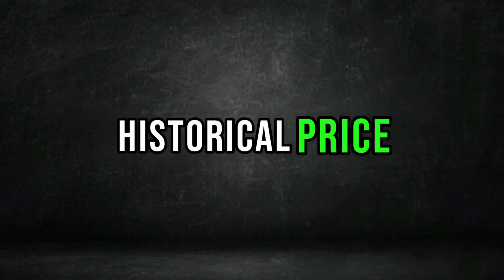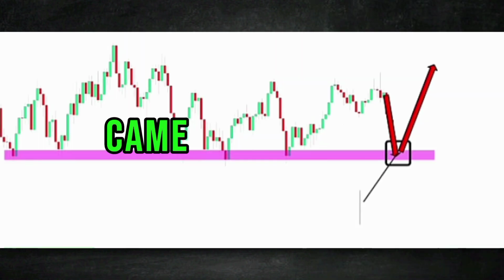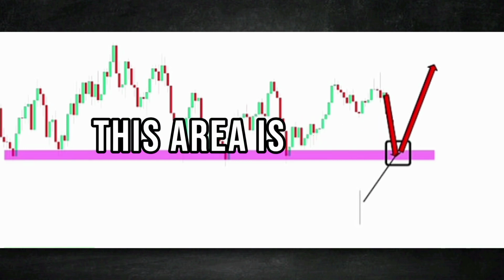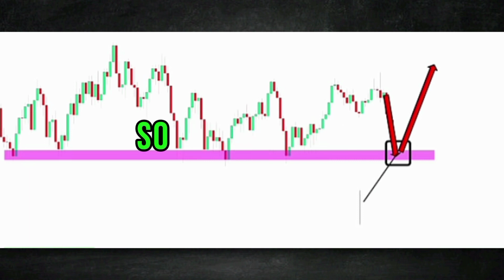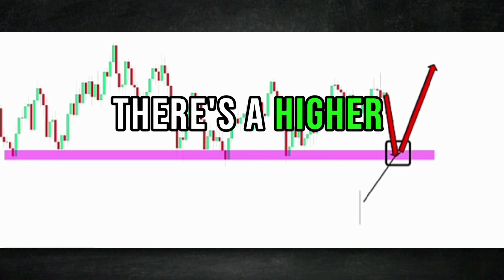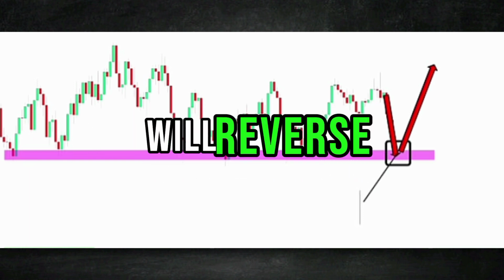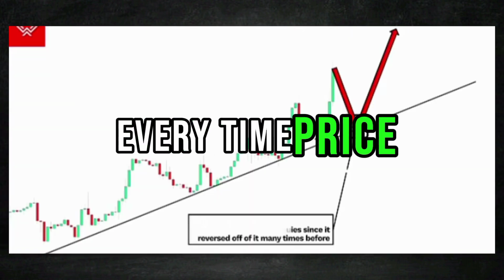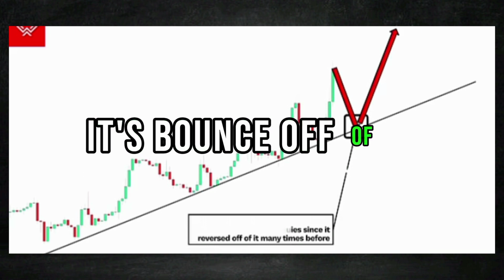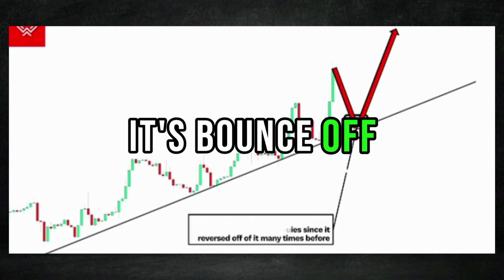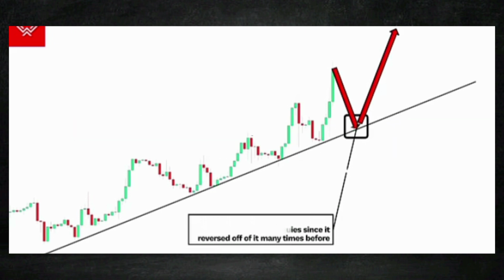You look at historical price movement and notice every time price came to this area it reversed drastically, which means this area is of high interest to buyers and sellers. So you believe in the future, if price comes back to this area, there is a higher percentage chance that price will reverse off it again, which presents trade opportunities. You look at historical price movement and notice that every time price touches this trend line, it bounces off of it. So you believe in the future, if price comes back to this trend line, it will bounce off of it again and represent trade opportunities.